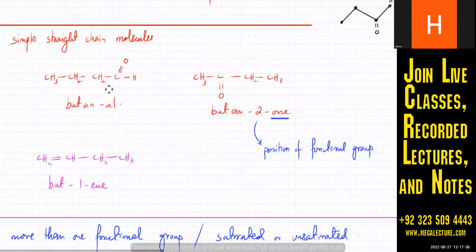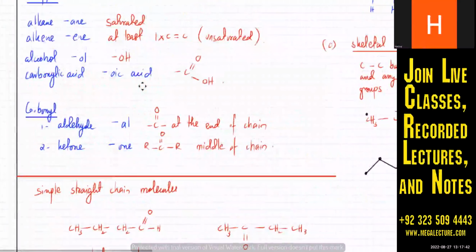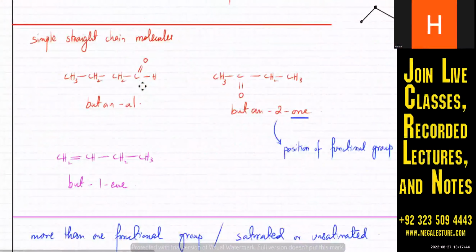This one is an aldehyde. Hopefully you know this is an aldehyde, with the double bond to O. So that's butanal. This AN in the middle is also very important. Every molecule is going to have a prefix and a suffix.